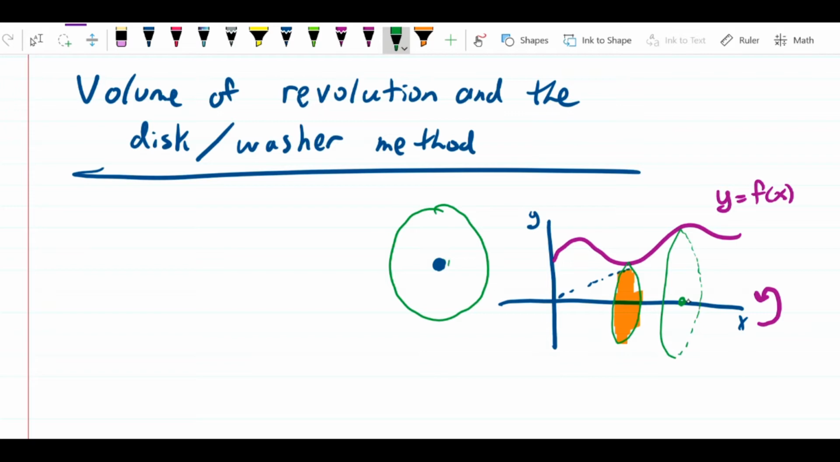Now, take a look at what the radius of this circle is. We know that this point up here is just going to be (x, f of x), just like every point on a function. So since the height over the x-axis is f of x, that means the radius is just equal to f of x. So I can put in that radius here. And if the radius is f of x, then the area of this cross-sectional circle is pi times f of x squared.